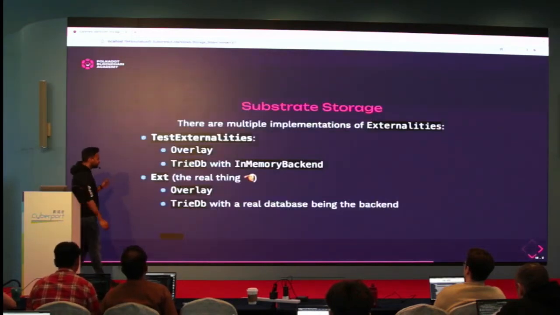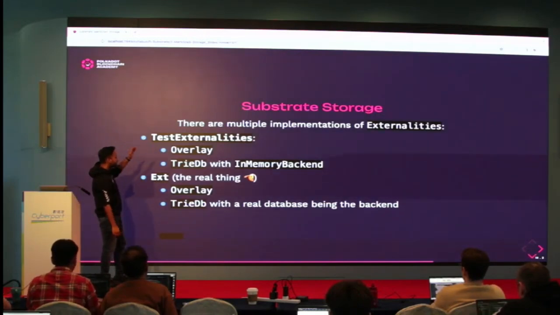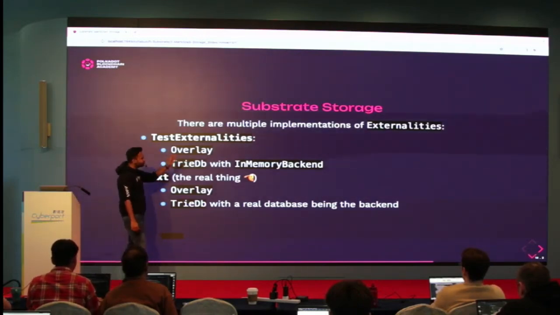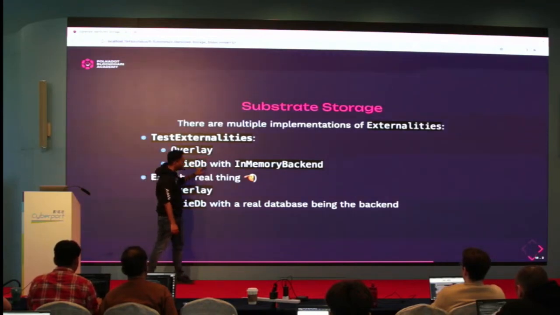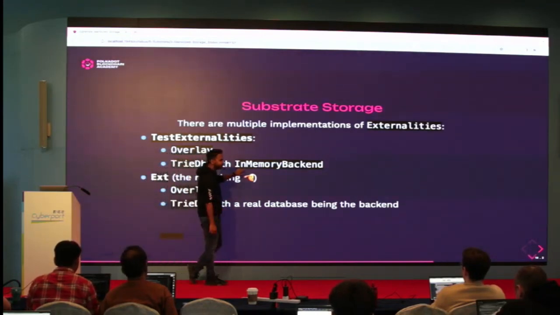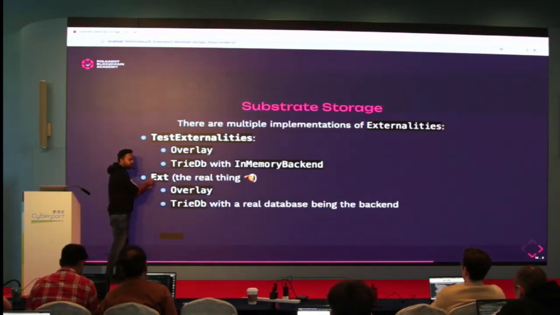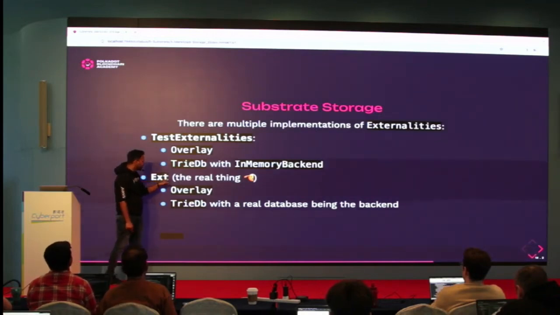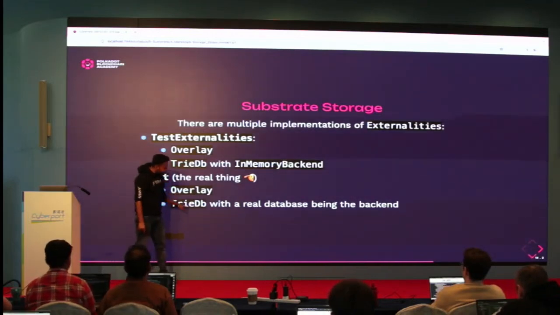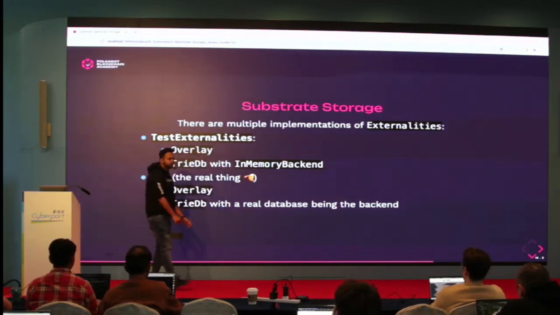And finally, I think I talked about this a little bit before, but for your tests, what you use is test externalities, which has an overlay and a trie DB, which is an in-memory backend. But for the real thing, it's also called ext. These are also linked, so you can find the documentation from the slides. But this also has an overlay and a trie DB with a real database, like ParityDB or RocksDB.